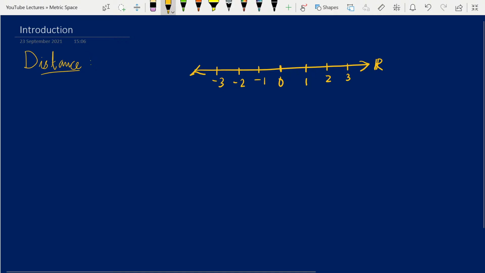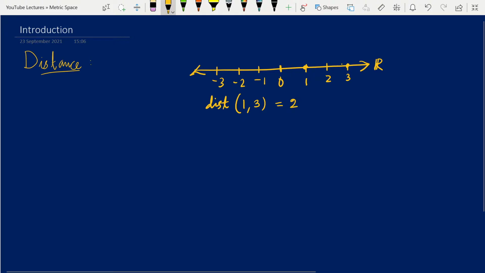So if I ask you what is the distance between 1 and 3, you can clearly answer me that it is 2, because you can see from here 1 and then 2, right? So the distance between 1 and 3 is 2.